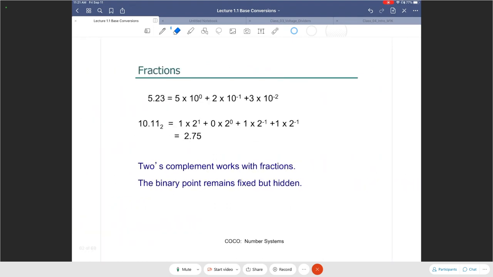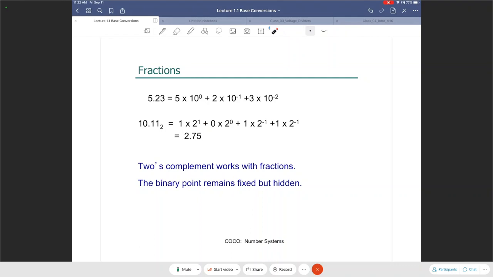How about fractions? You guys have seen this before, right? How do you represent 5.23 in decimal in its positional significance? Each digit 5, 2, and 3 are being multiplied by their corresponding index. 10 raised to 0, 10 raised to negative 1, 10 raised to negative 2. And for binary numbers, you have 1, 0, 1, 1, but there's a binary point in the middle. So for things on the left, you have increasing powers of 2. For things on the right, you have decreasing powers of 2.